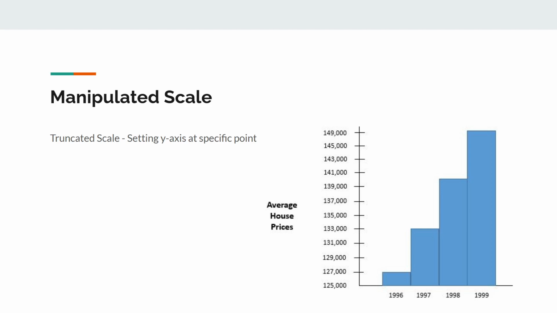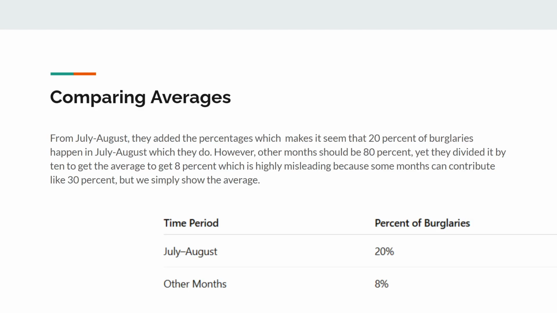So, a truncated scale is setting the y-axis at a specific point. So here in 1996, the house price is $127,000. And here in 1999, it's $149,000. It looks like 10 times the height. But in reality, the difference is only $25,000, which is just a 25% increase from 1996. So although it's a 25% increase, it looks almost like a 10 times increase, or 1000% increase, right here. So that's extremely misleading, and therefore you should never truncate a scale unless you obviously want to make it misleading.